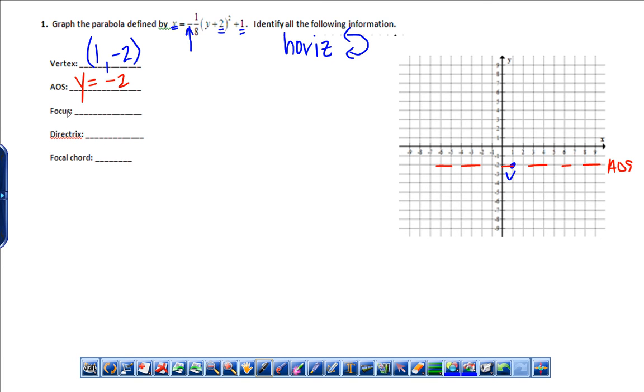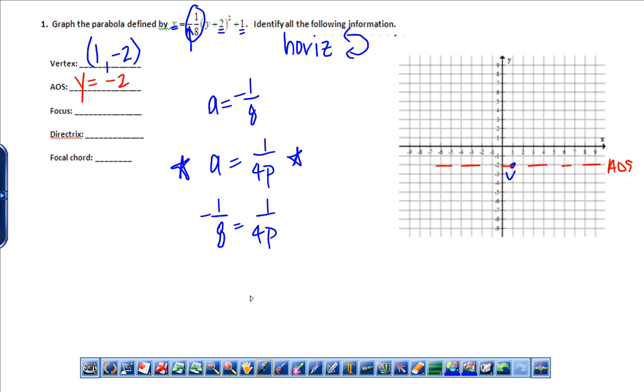Okay, so I don't know my focus, directrix, or focal chord. So I'm going to take this. I should have put it at the top. I know this is my a value. a is negative 1 over 8. So a is equal to 1 over 4p. If I fill this in, negative 1/8 is equal to 1 over 4p. What does p have to equal? I'm going to cross multiply and get negative 4p equals 8. Therefore, p is equal to negative 2.